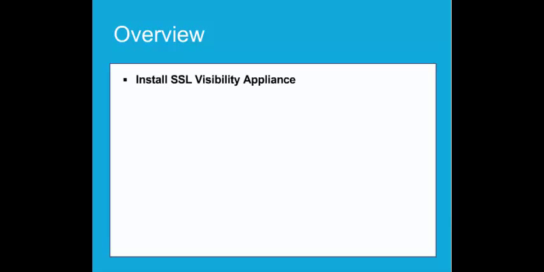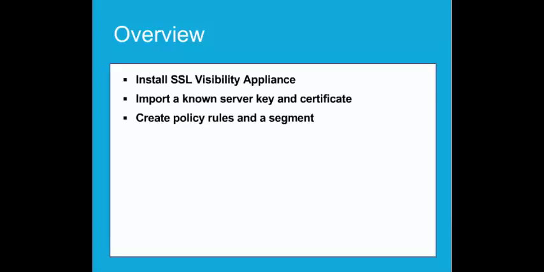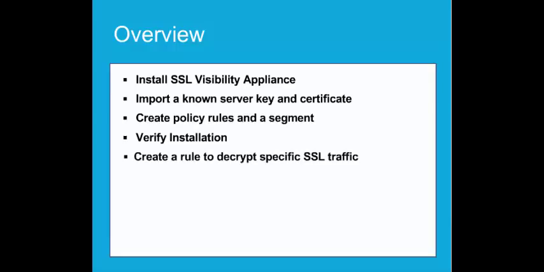First, we will install the SSLV appliance in the network. Then, import a known server key and certificate. Create a basic rule set and then a segment for active inline mode. At this point, we will run a test to verify that no traffic is being blocked by the SSL Visibility Appliance. Create a rule to decrypt specific SSL traffic and test this rule, verifying traffic is decrypted.